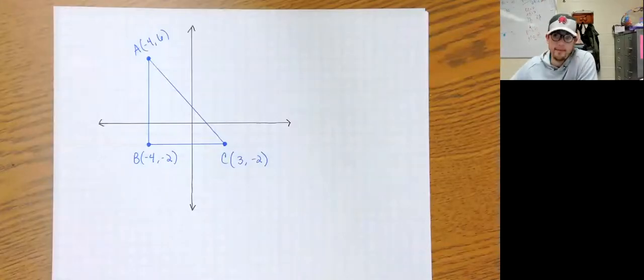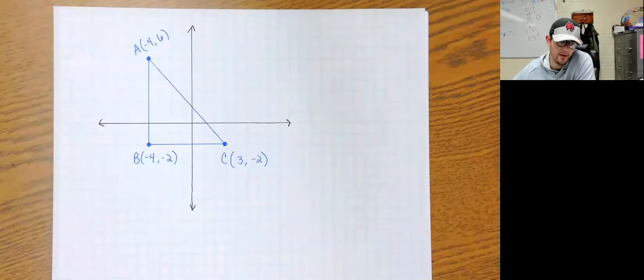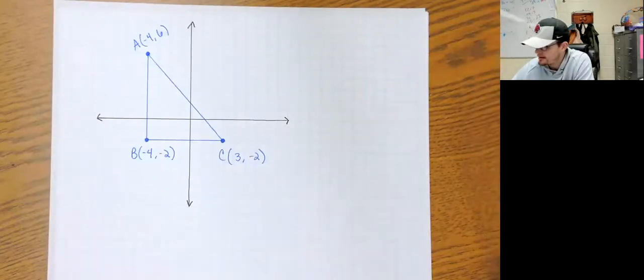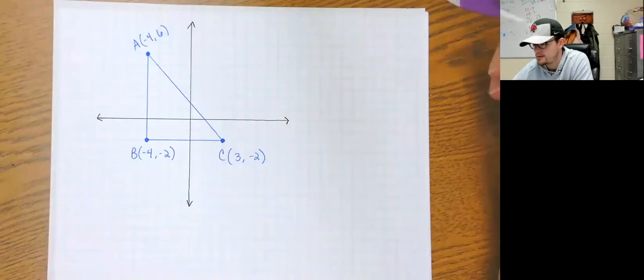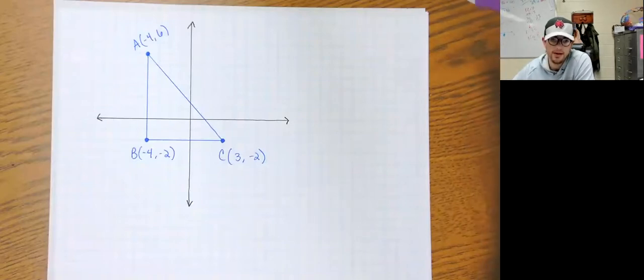All right, back at it again. This video is going to be on finding the perimeter and area in a coordinate graph for triangles and quadrilaterals. For this video, we're not going to be using the Pythagorean theorem for triangles. We're going to be using only the distance formula and then the area formulas. And then sometimes we will just be counting squares.